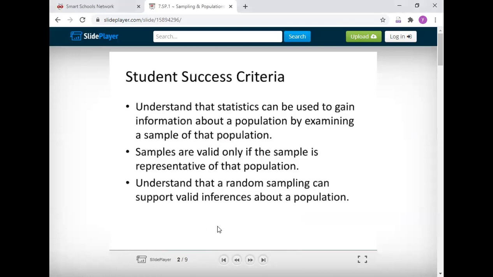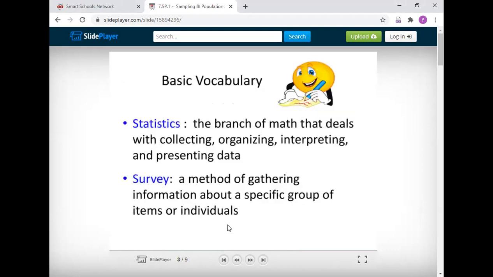So we want to understand that statistics can be used to gain information about a population by examining a sample of that population. Samples are valid only if the sample is representative of that population. Understand that random sampling can support valid inference about a population.